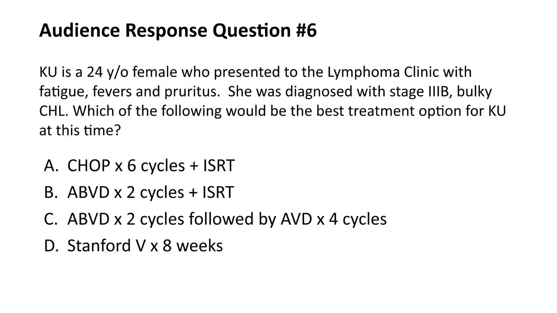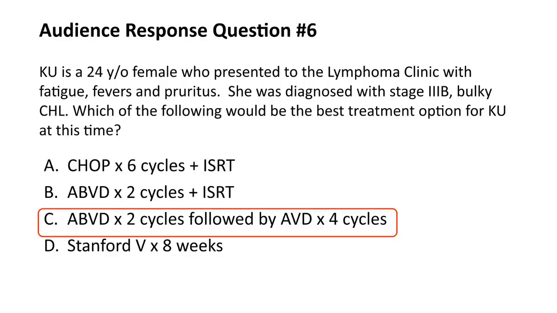Is it A, CHOP times 6 cycles plus involved site radiation therapy? B, ABVD times 2 cycles plus involved site radiation therapy? C, ABVD times 2 cycles followed by AVD for 4 cycles? Or answer D, Stanford 5 times 8 weeks?